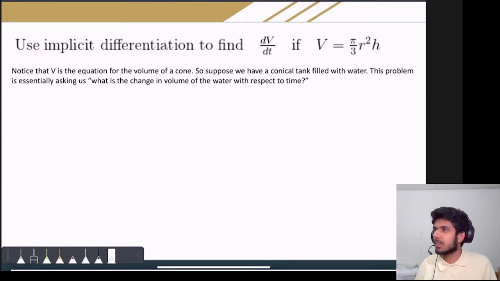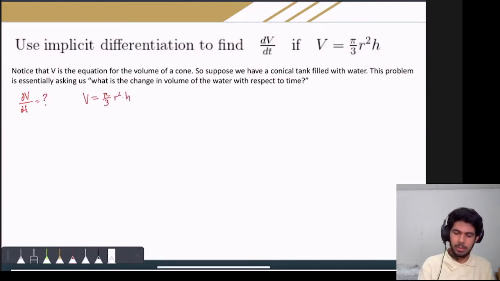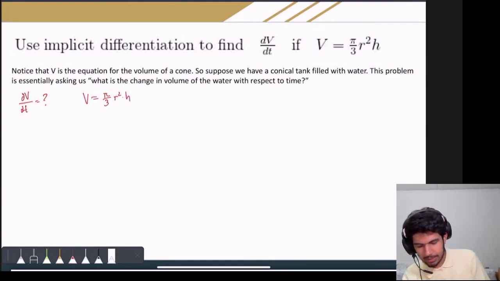Okay, so let's see what's going on here. It might not make too much sense right now, the answer that we get, but it'll be explained shortly. But let's just use what we know to see what kind of progress we can make. So we want dV/dt. dV/dt equals question mark. And we have V equals pi over 3 r squared times h. Okay, well, let's just try to take the derivative of this.